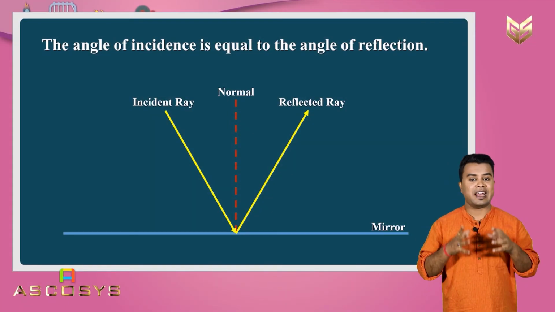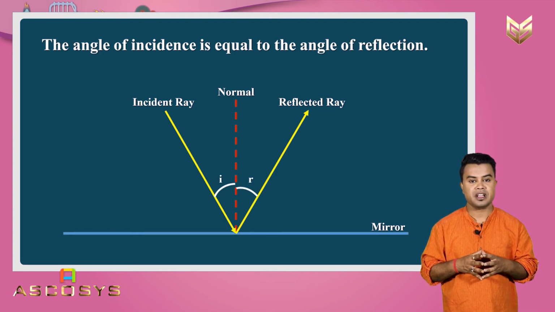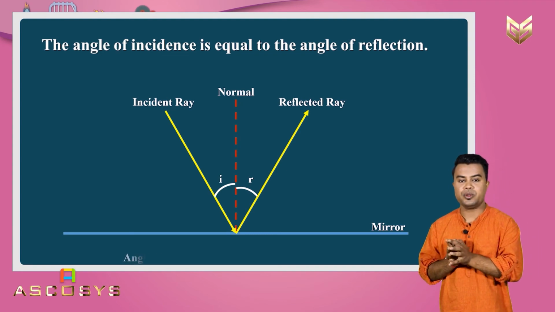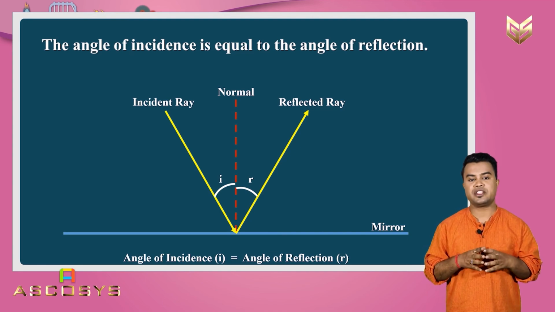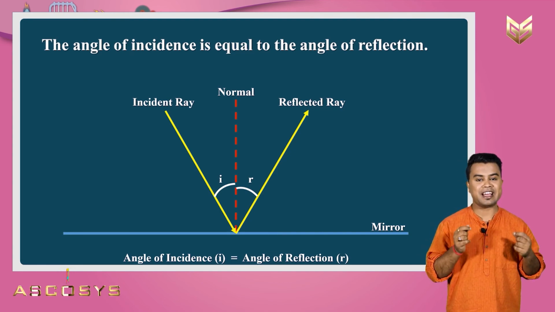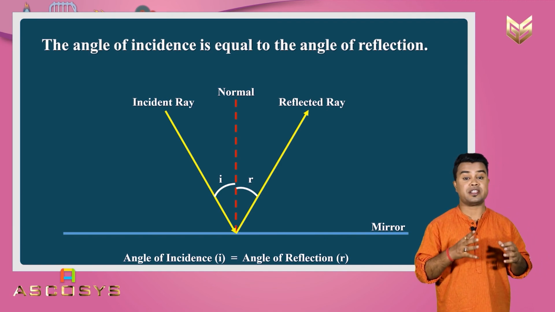Second law is the angle of incidence is equal to the angle of reflection. Angle I is equal to angle R. In any reflecting surface, these two angles have to be equal. Suppose angle I is equal to 20 degrees. Therefore, angle of reflection also has to be 20 degrees.